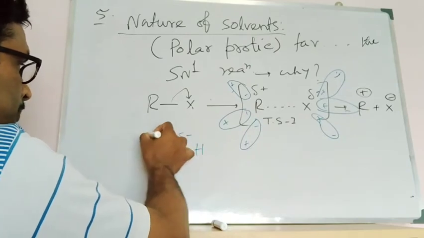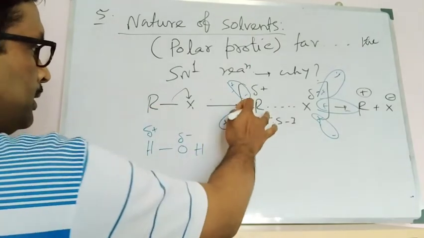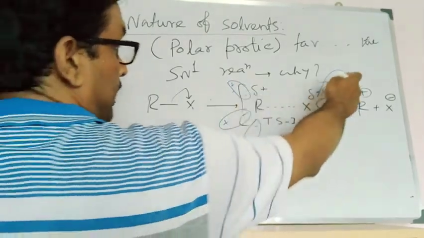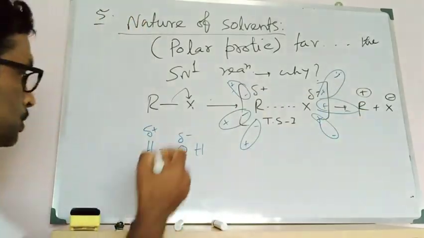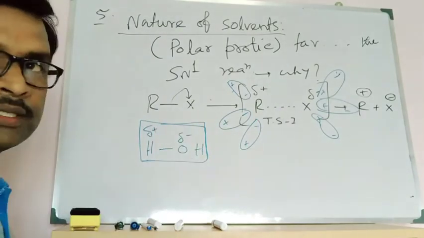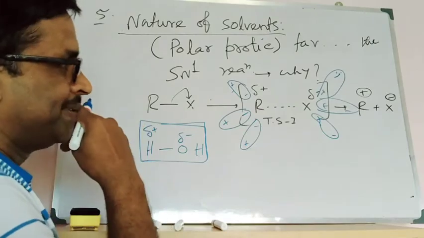So this will be delta plus and delta minus. So this one will be the minus. So delta minus, that's when now oxygen will come to here and the hydrogen will go to here. So this is an example of a polar protic solvent. Its dielectric constant is also very high, the highest dielectric constant.